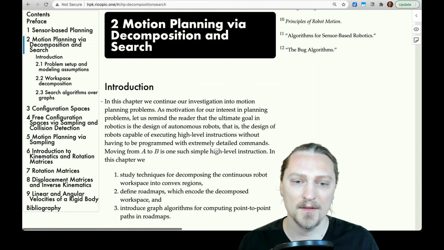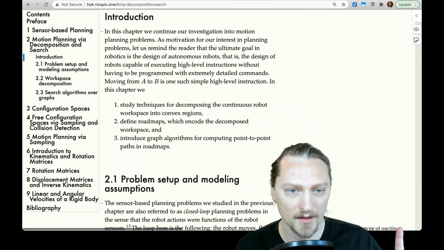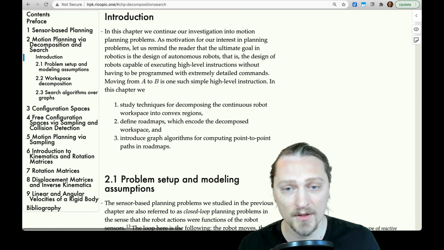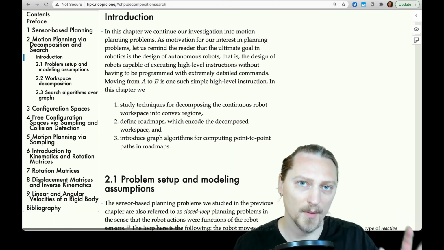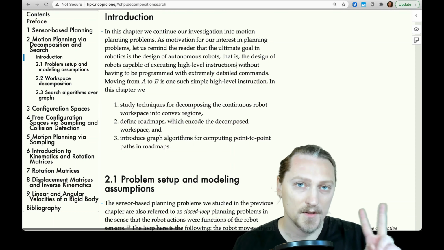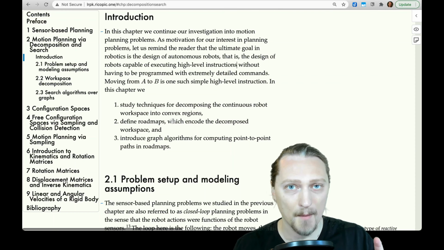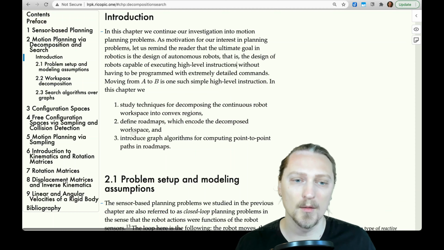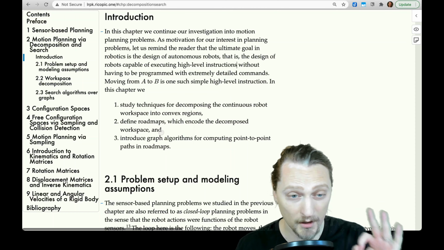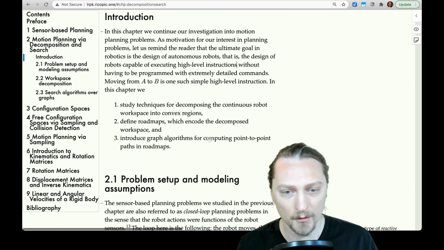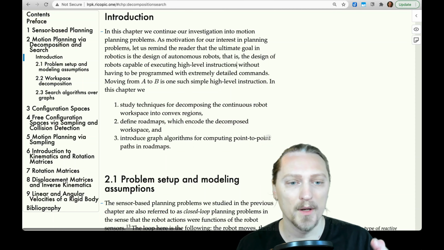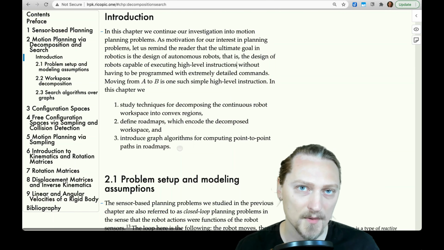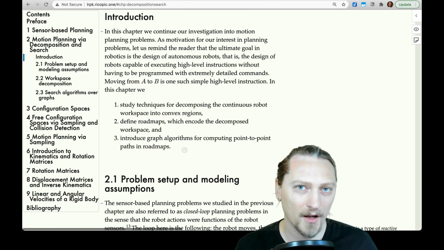In this chapter, we: 1. Study techniques for decomposing the continuous robot workspace into convex regions. 2. Define roadmaps, which encode the decomposed workspace. And 3. Introduce graph algorithms for computing point-to-point paths in roadmaps. All right, I'll see you in the next section.